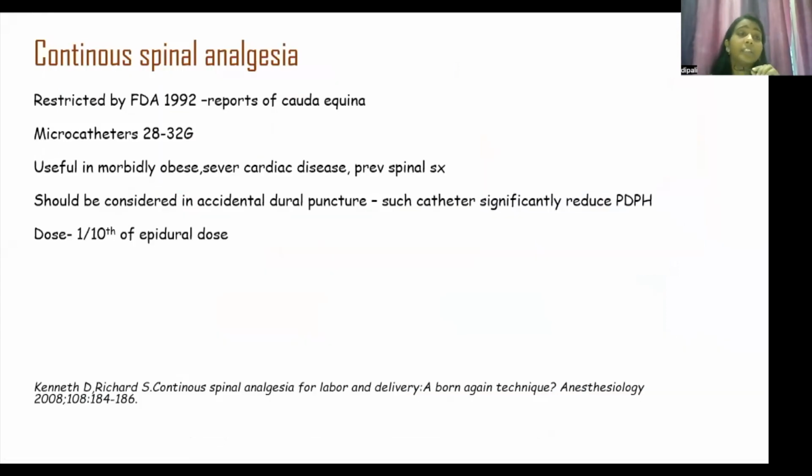Another technique is continuous spinal analgesia, where a microcatheter of 28 to 32 gauge is inserted into the subarachnoid space. Analgesic dose of local anesthetic and opioid are injected through it. It was restricted in 1992 because of reports of cauda equina. It is a very useful technique in morbidly obese or cardiac disease patients or patients with previous spinal surgery. Nowadays, it is considered in patients with accidental dural puncture, where keeping the continuous spinal catheter reduces the incidence of PDPH. The dose that should be given in the continuous spinal catheter is 1/10 of the epidural dose.